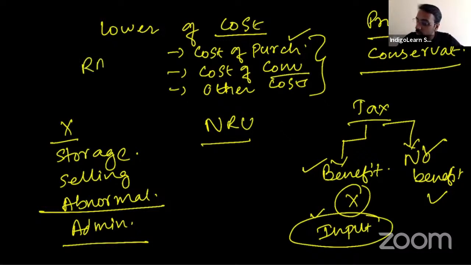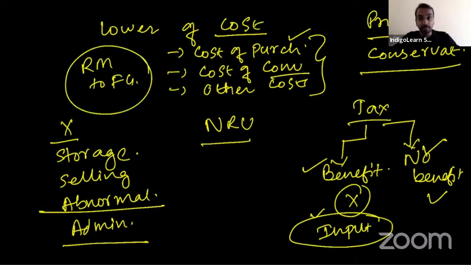Basically, the cost to convert raw material to finished goods, your direct labor, the cost of factory overhead, all of those things you will include here, and any other costs which are incurred to bring the inventory to its current condition and current location, those costs you will be including, and other costs you will be excluding. Now that is about cost.